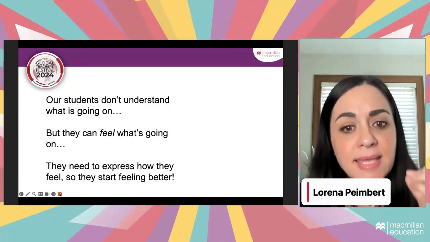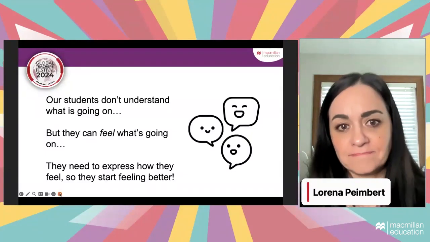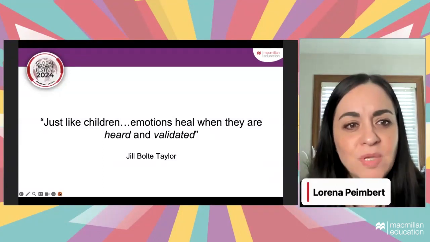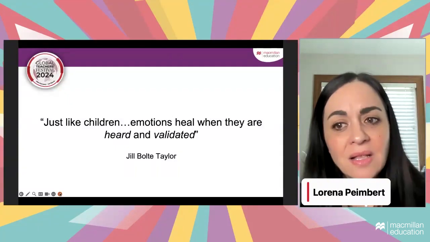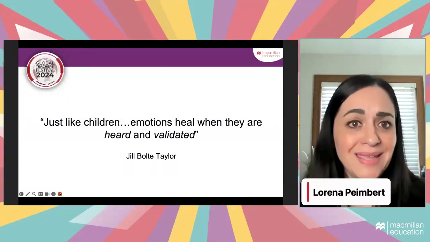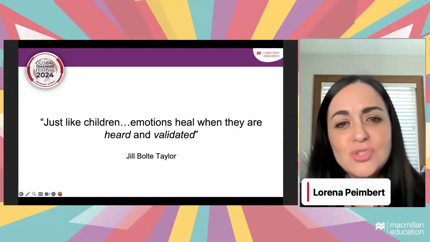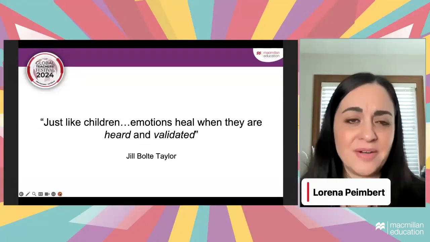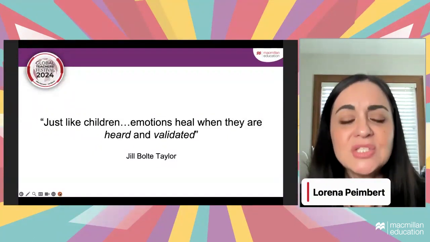And they need to express how they feel so they start feeling better. Okay? And so look at this beautiful quote. Just like children, emotions heal when they are heard and validated. And this is what we're going to do. We're going to teach them to express their emotions so they start feeling better, so they feel heard and validated. Okay? It's okay to feel. It's okay.